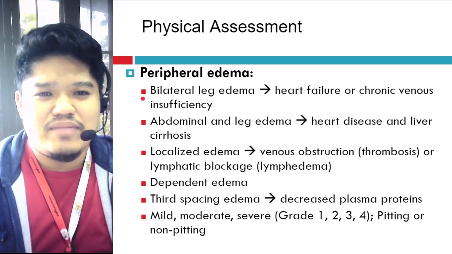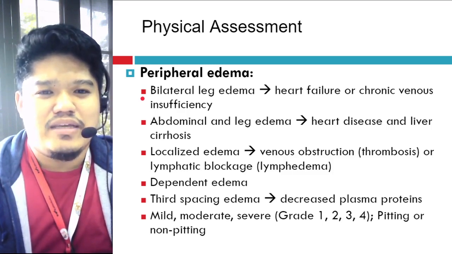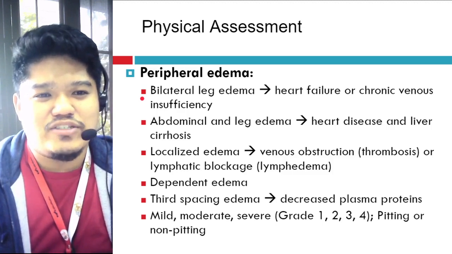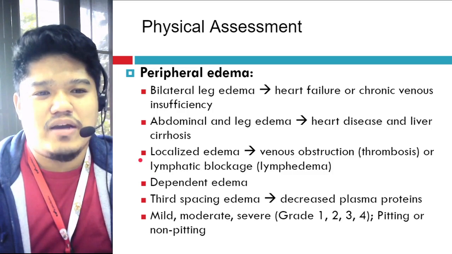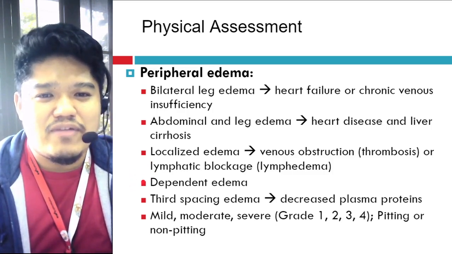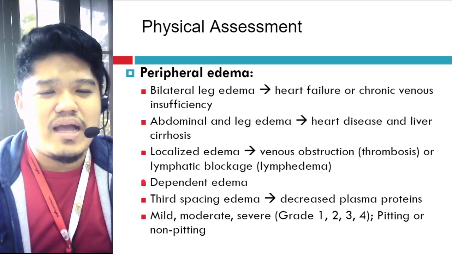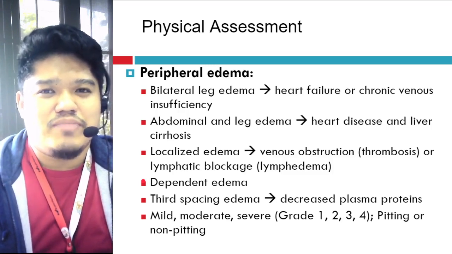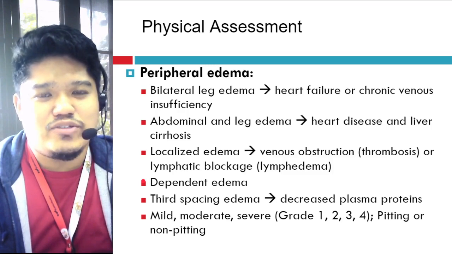Localized edema can be seen, for example, in one of the legs of the patient or at times at the buttocks, at the legs. So maybe an indication of a venous obstruction or a thrombosis or a lymphatic blockage, also known as your lymphedema. Dependent edema, of course, is seen in those patients who may be having heart failure, usually caused by the pull of gravity and seen usually at the lower part of the body.